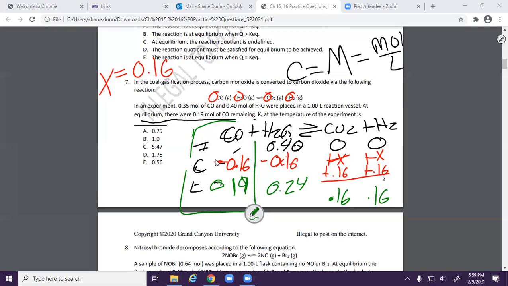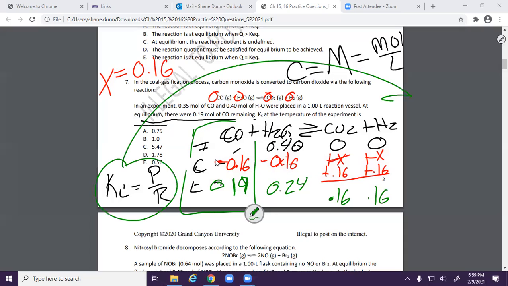0.19. Okay. With the stuff given, I can figure out my Kc value. Jocelyn, I beat this into you already. What is Kc equal to? Products over reactants. Plug in your products, plug in your reactants. What this will look like is Kc is equal to 0.16 squared over 0.19 times 0.24.